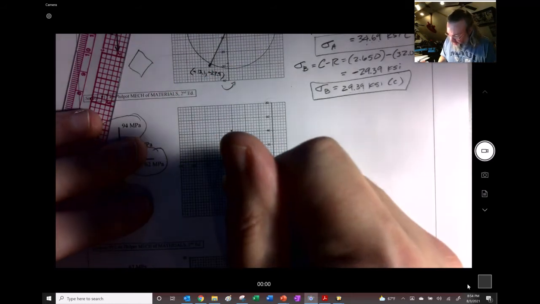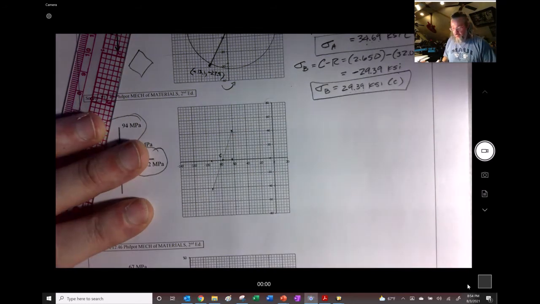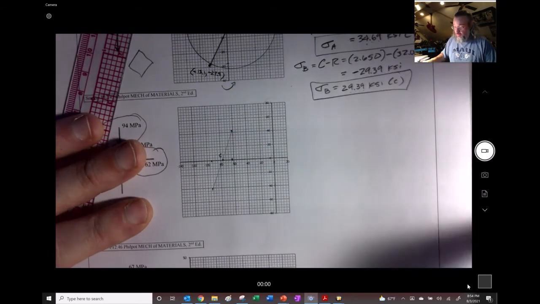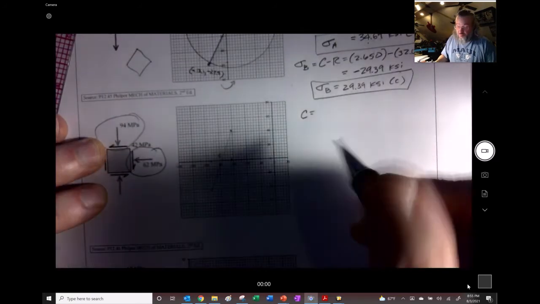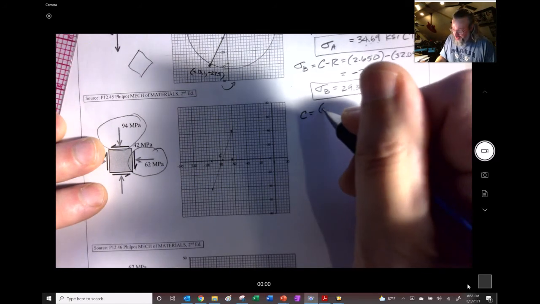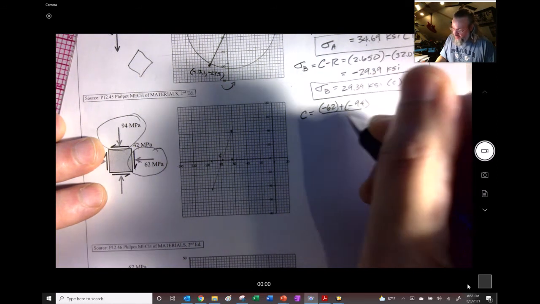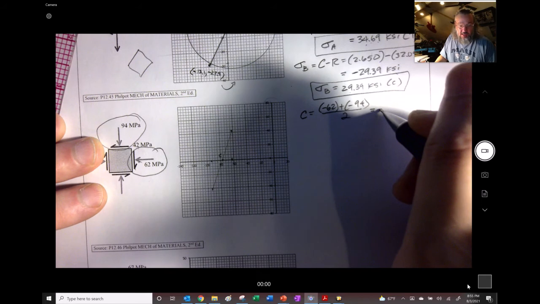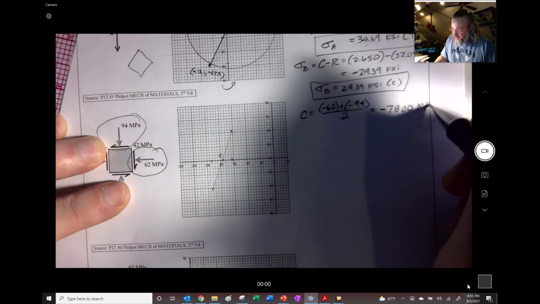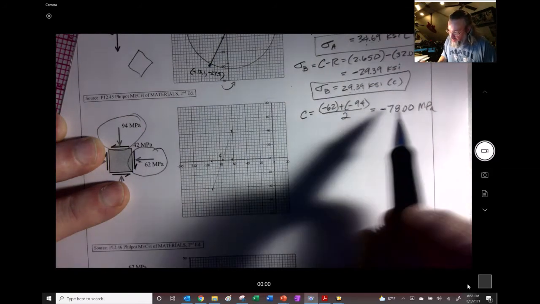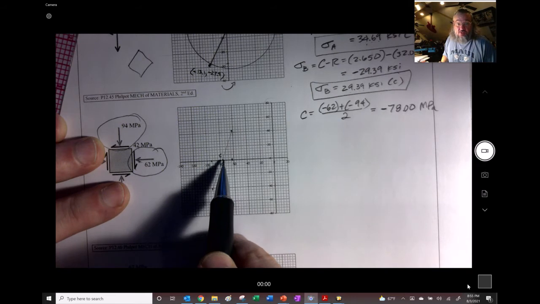All right, so you can see that right there is where C is going to be. Right there, right? If I'm writing out what C is, it's just going to be the average of those two, right? So it's negative 62 plus negative 94 divided by 2. I end up getting a negative 78.00. These are in megapascals. Right there. So that's, yeah, 78, sure, right there. You see it's near negative 80, so it's just the side.